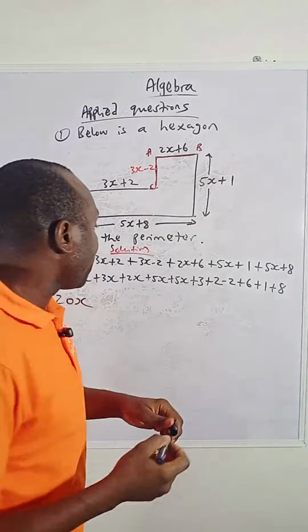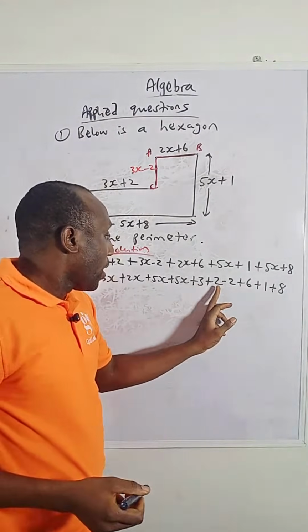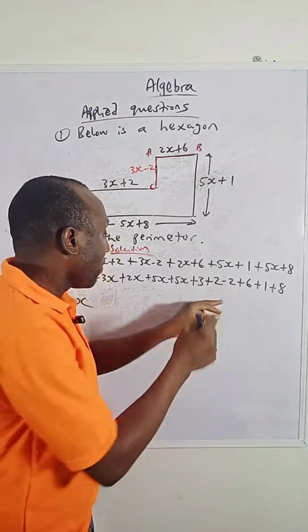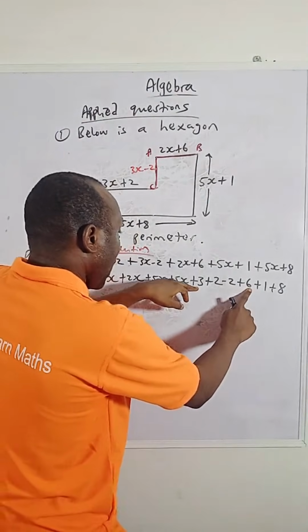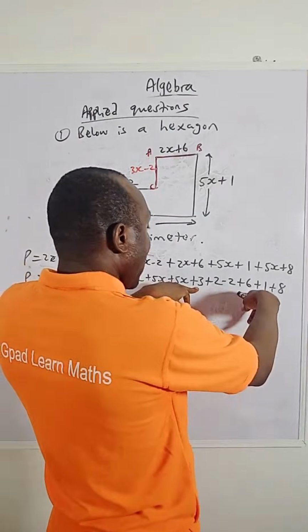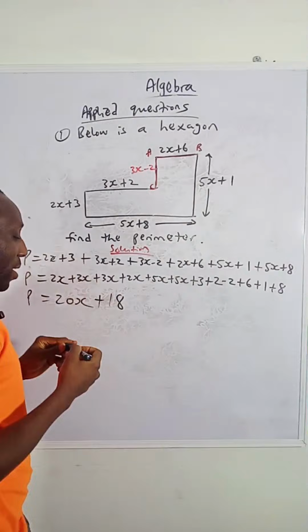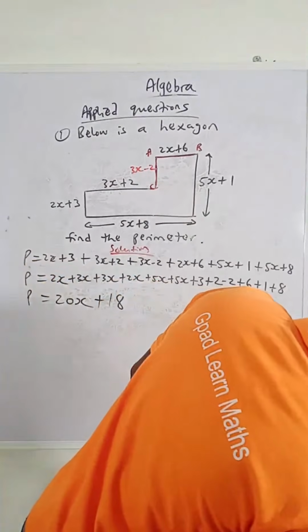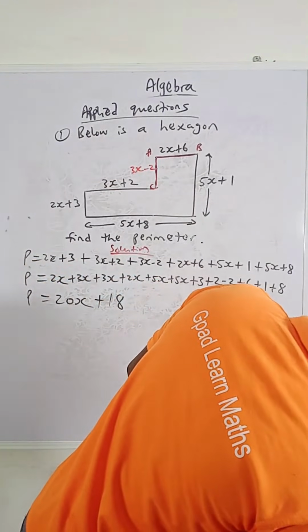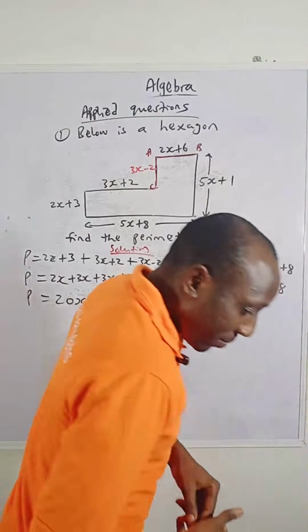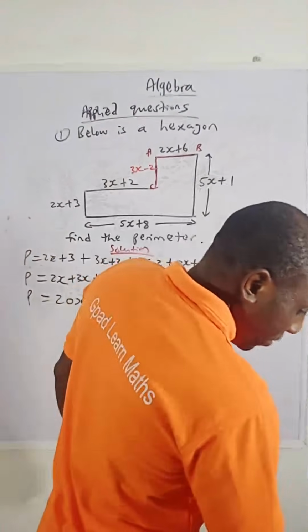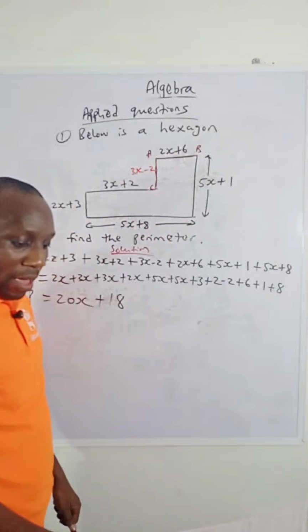But let's come here. 3. 2 minus 2 is 0. So let's remove that. Then 3 plus 6 is 9, plus 1 is 10, plus 8 is what? 18. So what do we have? 20x plus 18. Okay, so that's the perimeter.